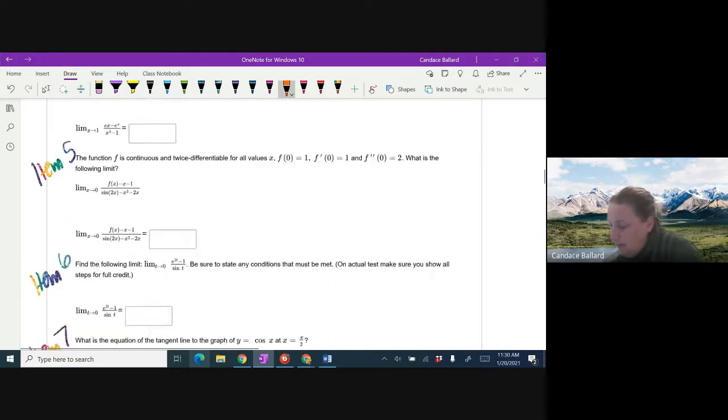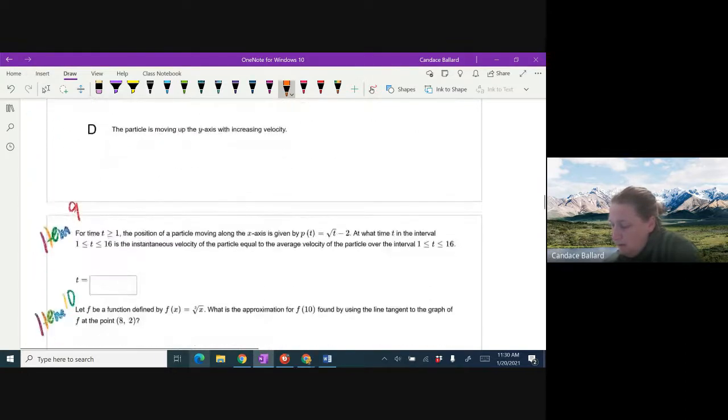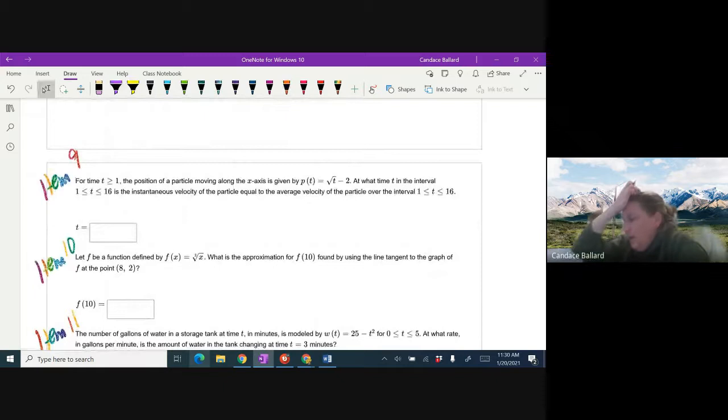Okay, so item 9 is that one. And you'll notice it says calculator. I'll throw the graphing calculator in there if it's expected that you're using the calculator on it. If not, technically we're doing it by hand, okay? So for item 9, for time t greater than 1, the position of a particle moving along the x-axis is given by p of t equals the square root of t minus 2.